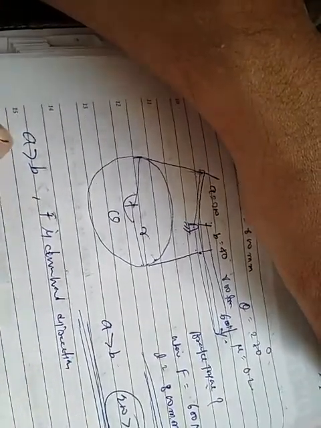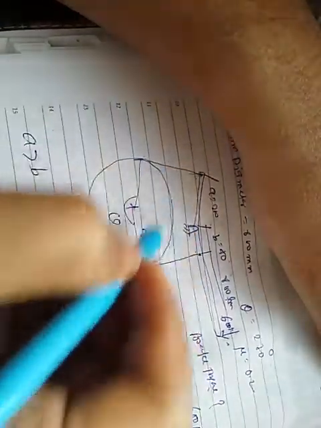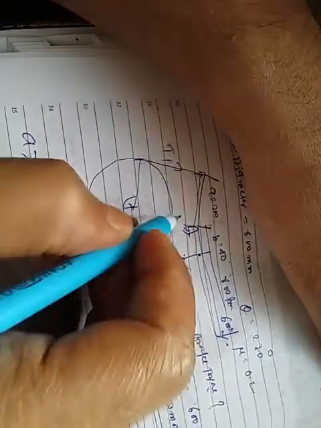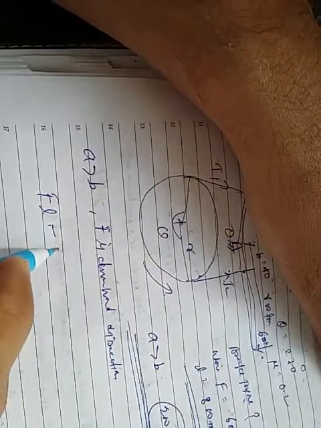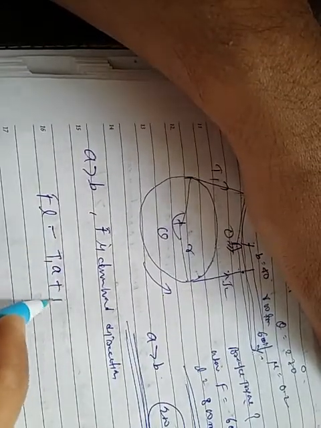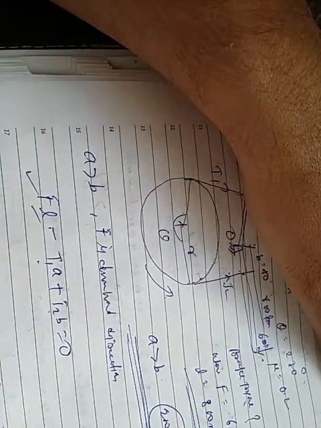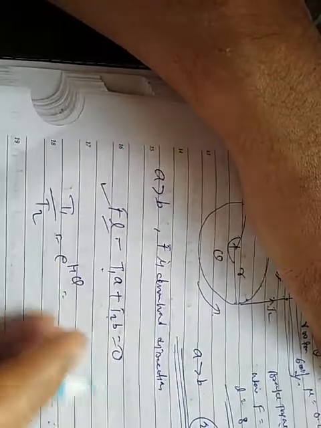Now just solve it using the equations. Imagine this is our anti-clockwise direction. So this becomes T1, this becomes T2. Taking moments about this point, we get FL minus T1 A plus T2 B equals 0. F is known, L is known, but T1 is unknown. Therefore, it is calculated using T1 by T2 equals e to the power mu theta. So we solve these equations.